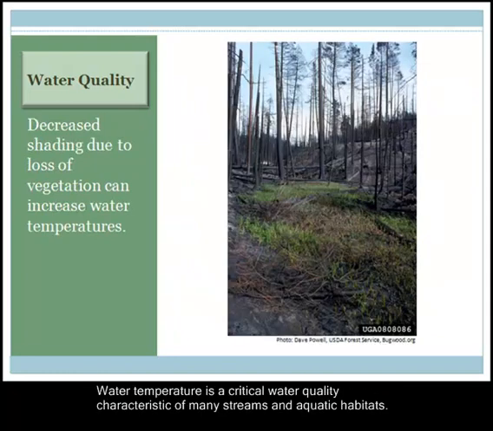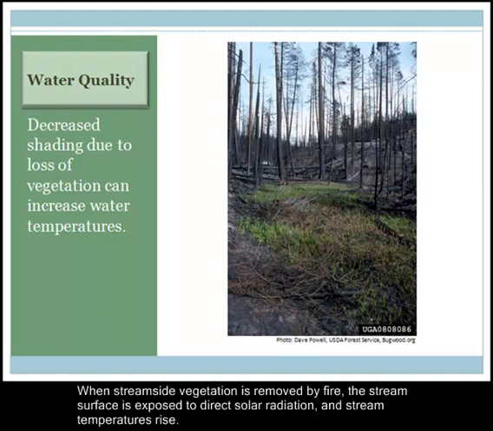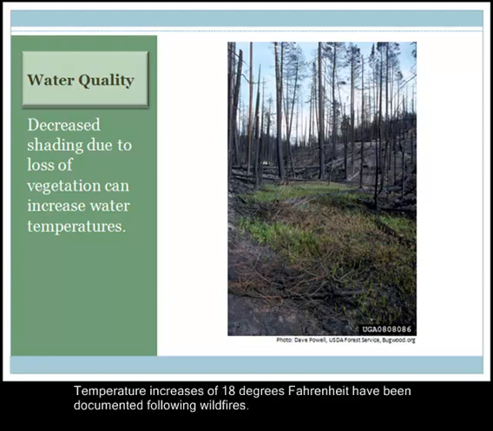Water temperature is a critical water quality characteristic of many streams and aquatic habitats. Temperature controls the survival of certain plants and animals in the water that are sensitive to water temperature. When streamside vegetation is removed by fire, the stream surface is exposed to direct solar radiation, and stream temperatures rise. Temperature increases of 18 degrees Fahrenheit have been documented following wildfires. Some aquatic species are affected by changes of even a few degrees in water temperature.